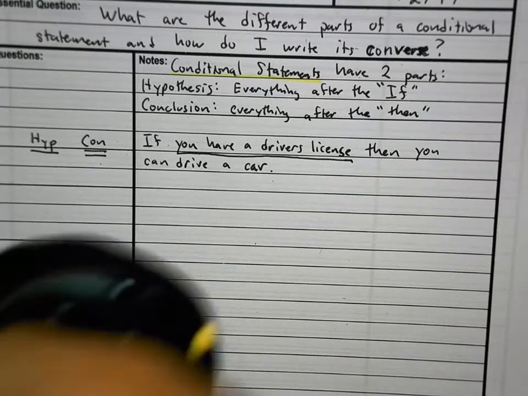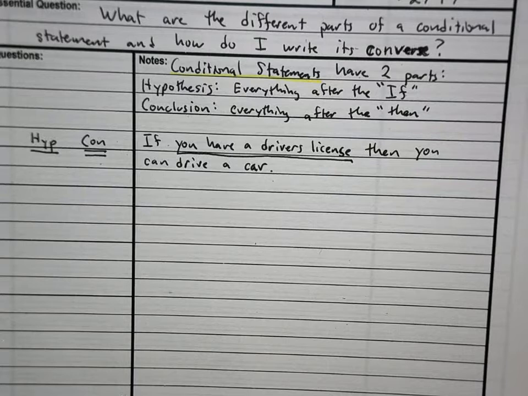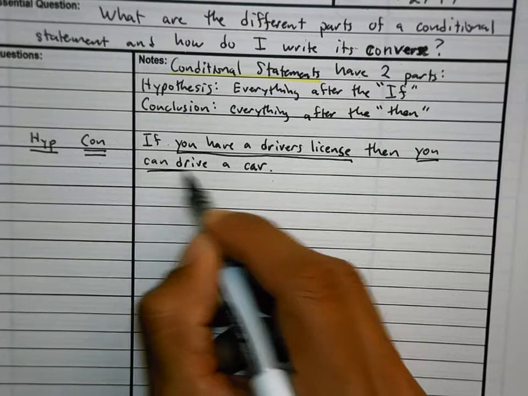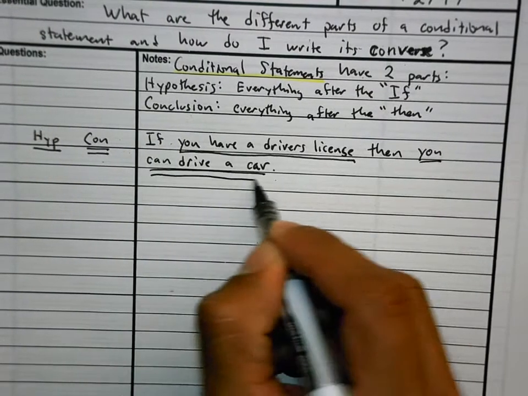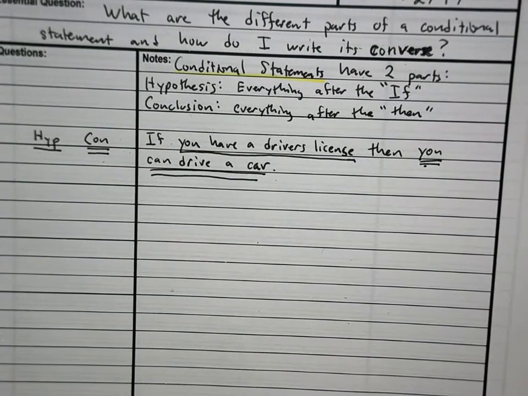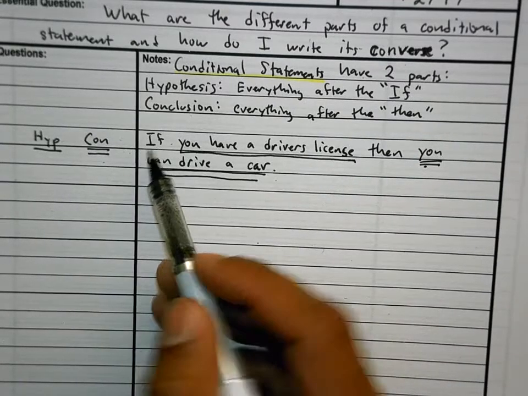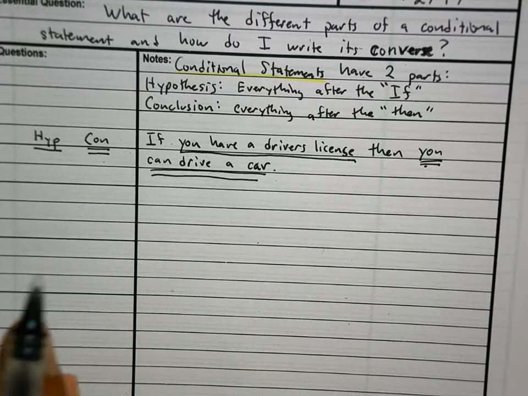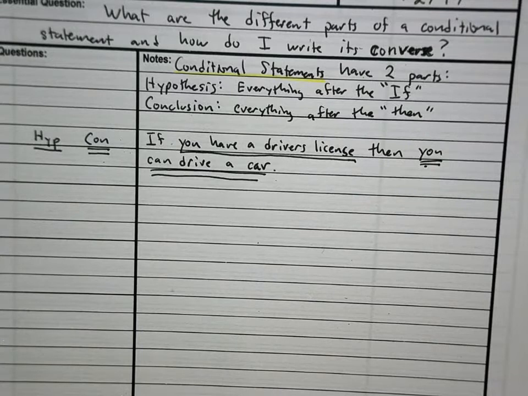You have a driver's license. That's what you have in your pocket. I have one. It's in my wallet. Then you can drive a car. That is your conclusion. So we're going to underline you can drive a car, but we're going to do two underlines underneath it. Do I underline the if? No. Do I underline the then? No. Those are your key words to let you know where the hypothesis is and where the conclusion is. Okay?